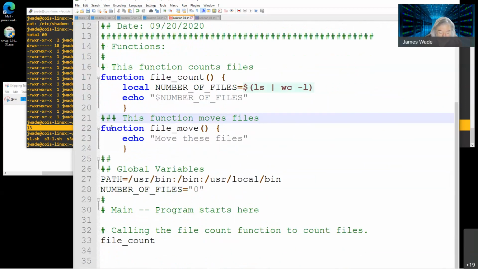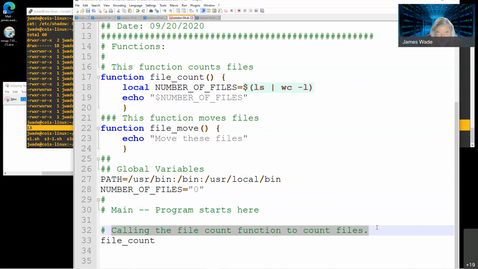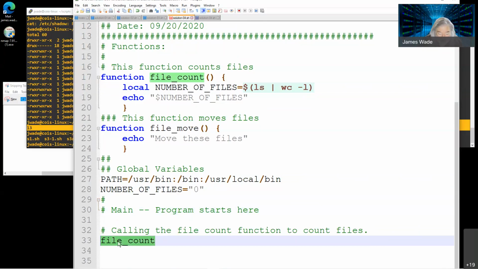Next, once you have the functions at the top, notice how I've got the functions separated here with the curly brackets. We put our global variables. Path equals, as an example. Maybe I got a different path. Number of files. Maybe I wanted to set a different global variable. This is a local variable, and maybe I decided to use a global. And then we actually put here, main program starts here. And you might document calling the file count functions to count files. Here we go. There's the function call. I'd like you to start documenting your scripts just like this.